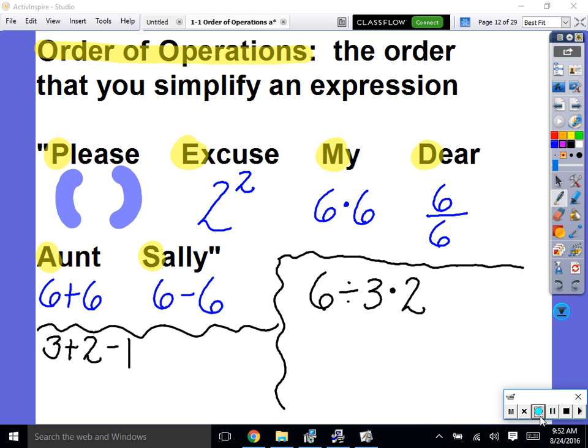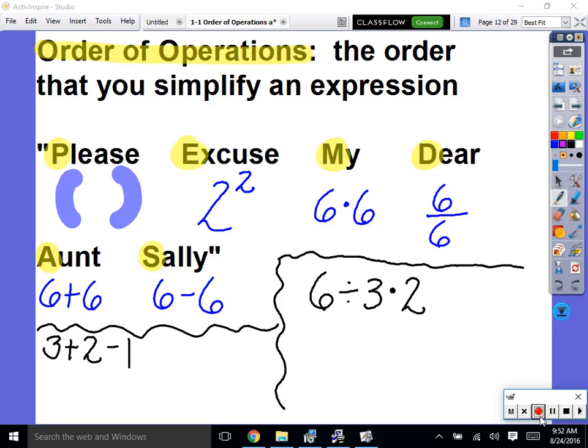So we have order of operations, which will help us simplify an expression in the correct order. You have to go in the correct order to simplify it correctly. So how many of you have heard of this thing, Please Excuse My Dear Aunt Sally? Anybody? Okay, sweet.